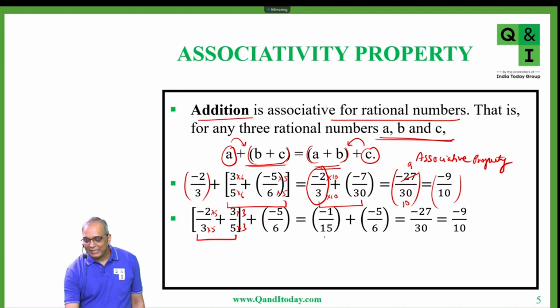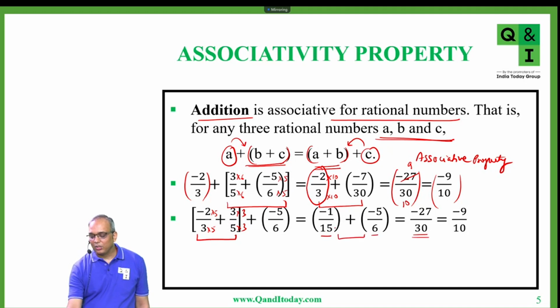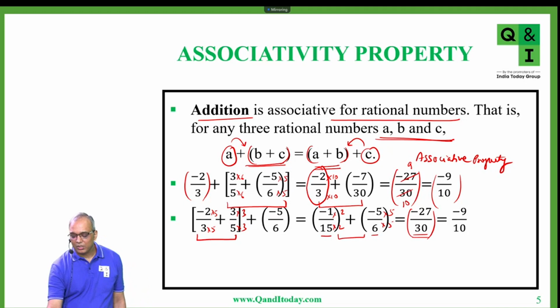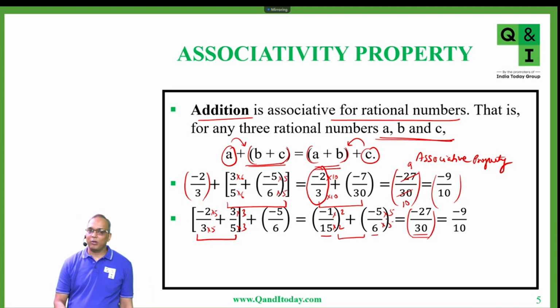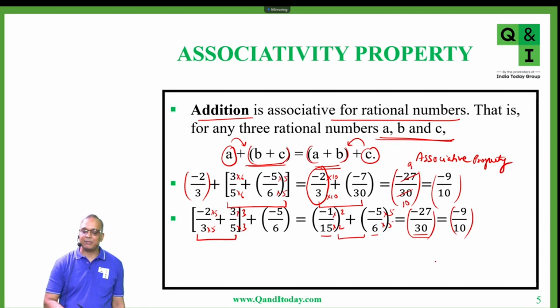We know that the LCM of 15 and 6 is 30, right? So now you multiply by 2 in both numerator and denominator, and by 5 here. So you will get again minus 27 by 30, where if you cancel the common factor 3 in both numerator and denominator, you get the answer as minus 9 by 10.